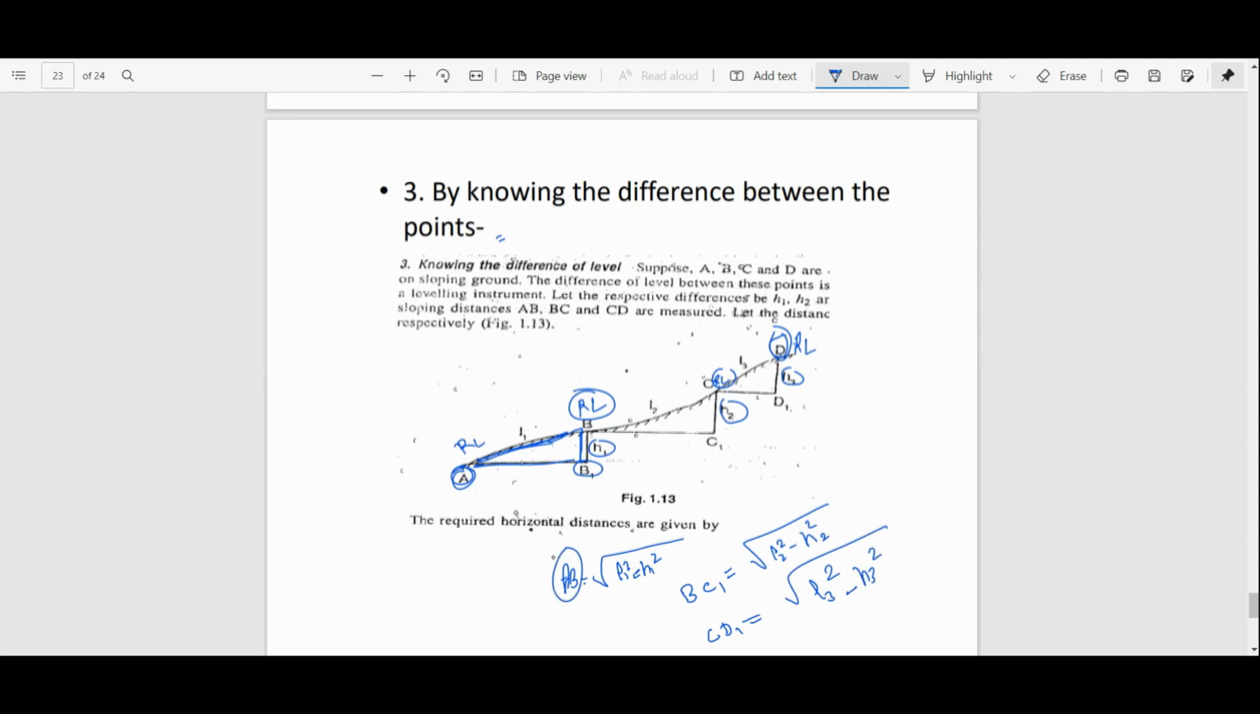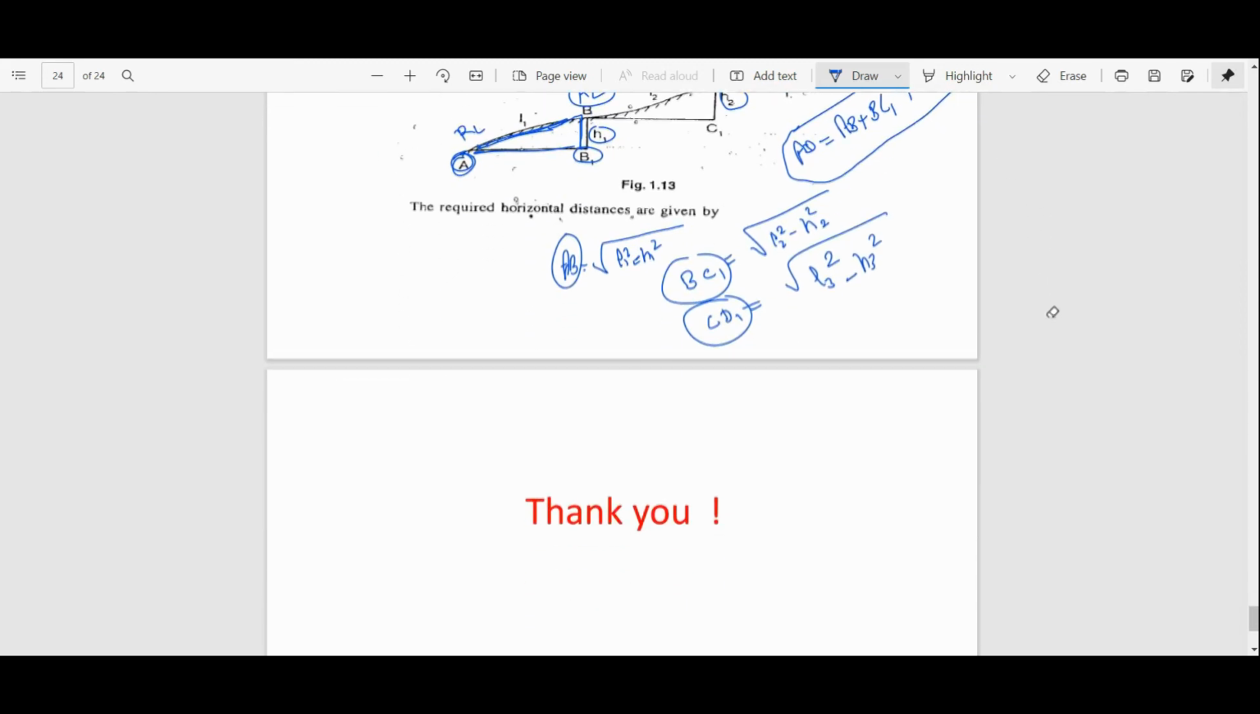Now just add these distances AB, BC1 and CD1. You will get the total distance AD. AD is equal to AB plus BC1 plus CD1. So this will give you basically the total distance between A and D. This is the indirect method that we can use to calculate the horizontal distance in hilly areas. So these are the three methods that we used.